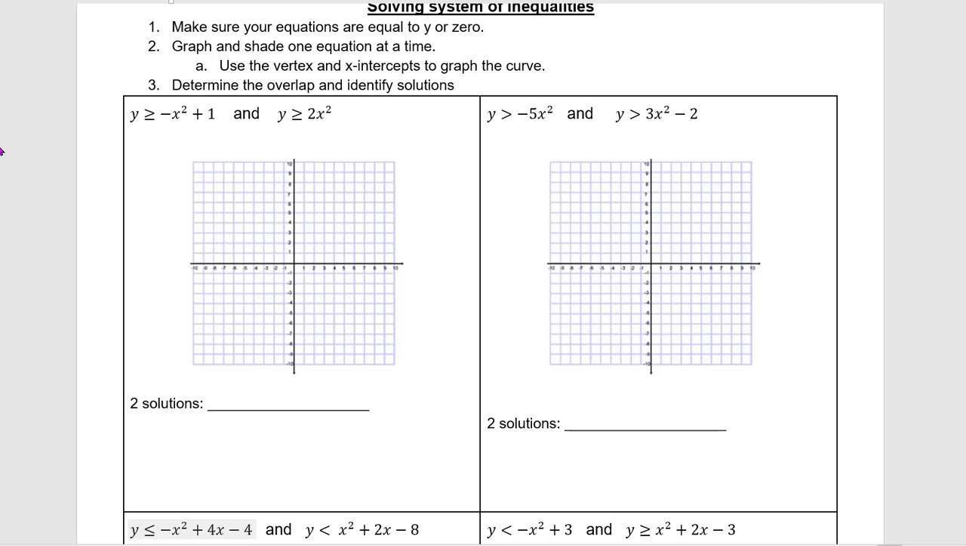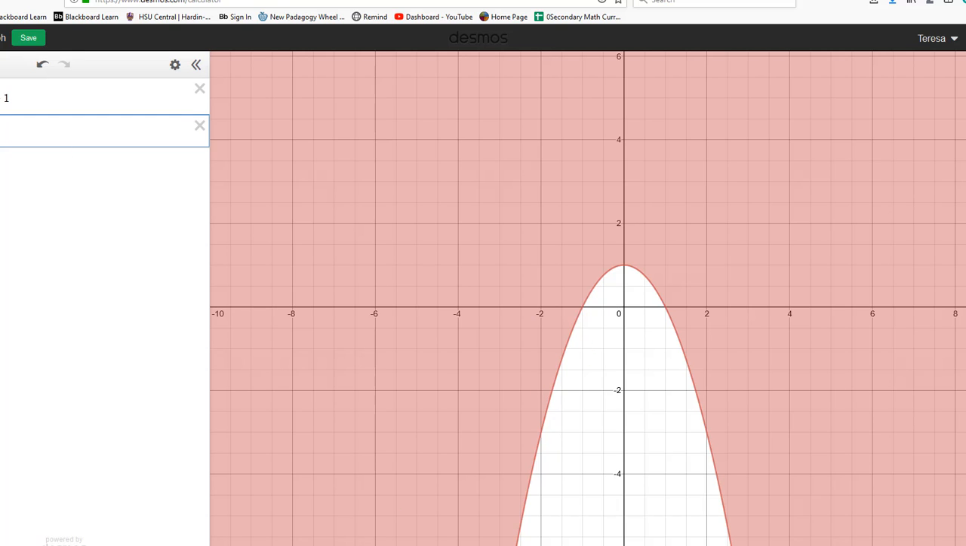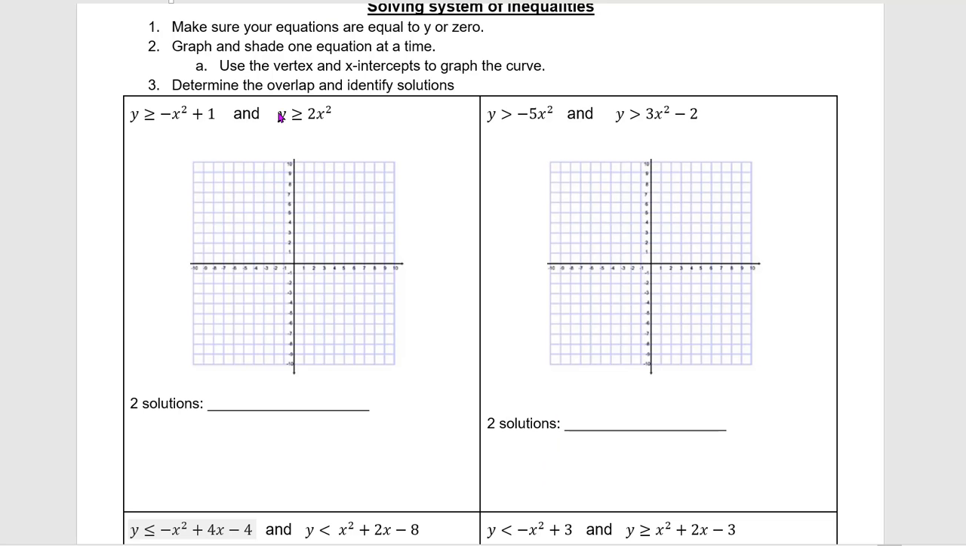Finally, for this last section, make sure your equations are equal to y or 0. Graph and shade one equation at a time. You can use your calculator or just graph them, knowing how to use the x-intercepts and the vertex. Determine the overlap and identify solutions. So for this first one, y is greater than or equal to negative x squared plus 1. I graph y is greater than or equal to negative x squared plus 1 and shade the region. Then I need to graph y greater than or equal to 2x squared.